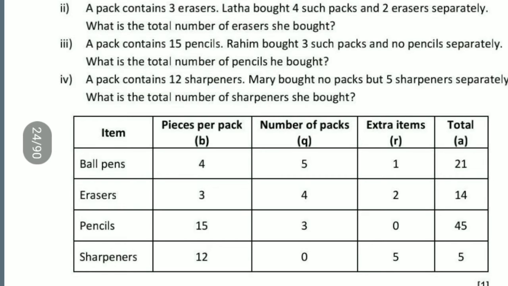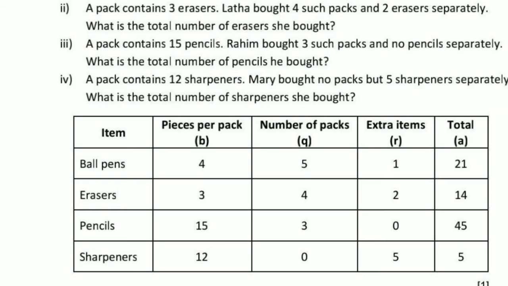Okay children, so now erasers. Pieces per pack is 3, number of packs 4, and extra items are 2. So here also we can get it easily by multiplying 3 and 4. 3 fours are 12, and adding the extra items 2, we get 12 plus 2, 14.